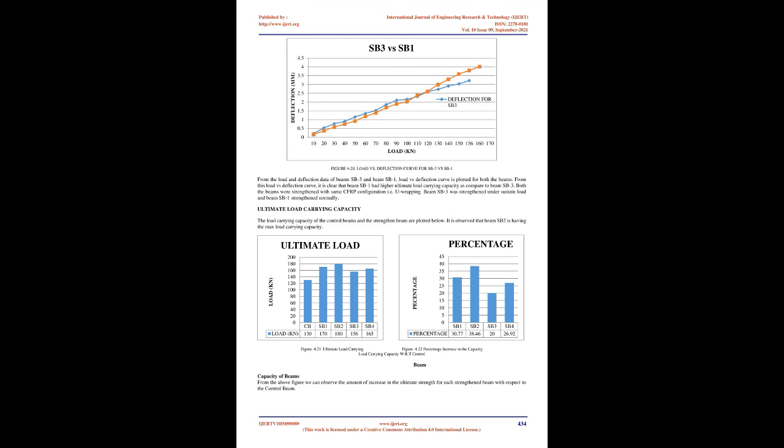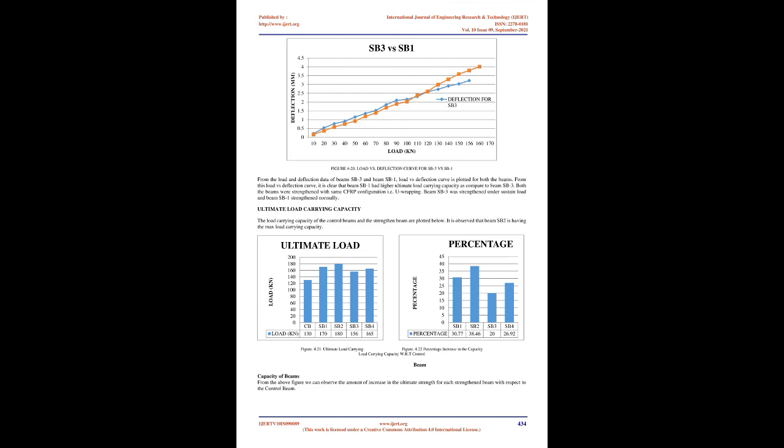From the load and deflection data of beam CB and beam SB2, load vs deflection curve is plotted for both the beams. From this load vs deflection curve, it is clear that beam SB2 had higher ultimate load carrying capacity as compared to beam CB. It indicates that CFRP sheet provide extra strength to the beam SB2 and increase its load carrying capacity by 38.46%.